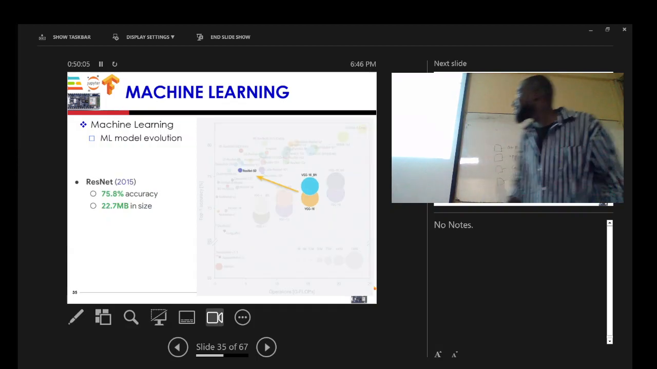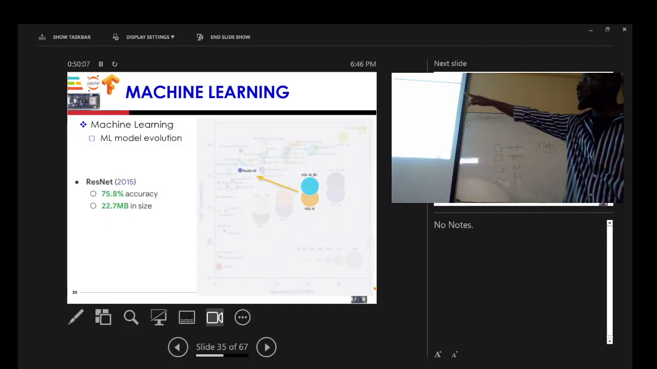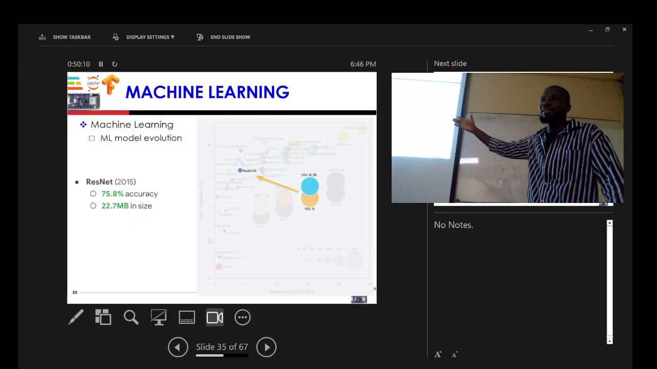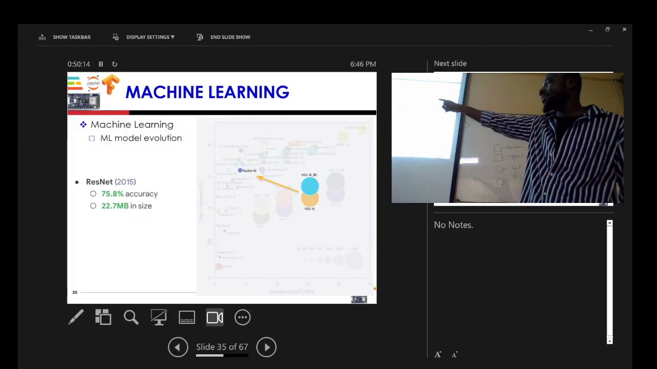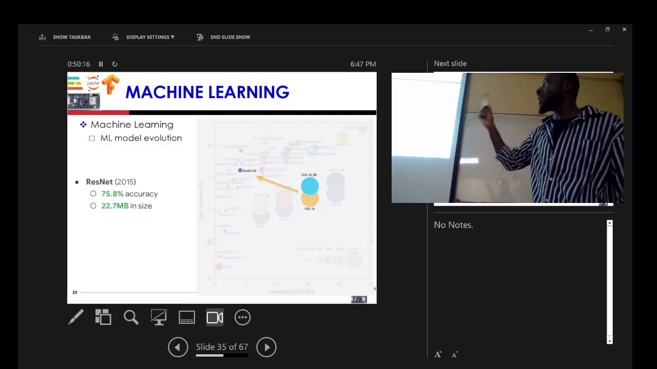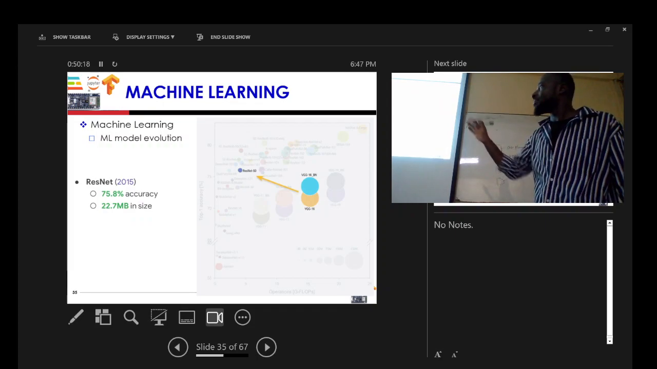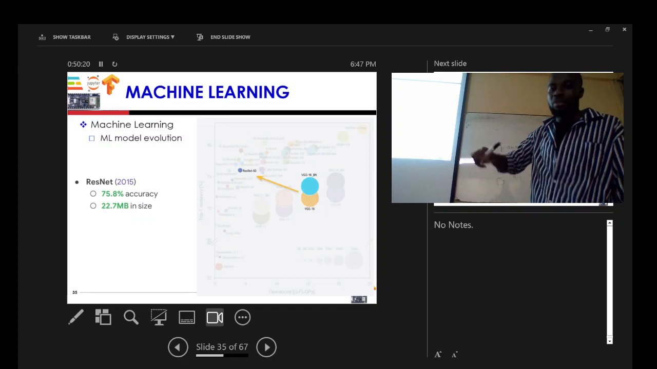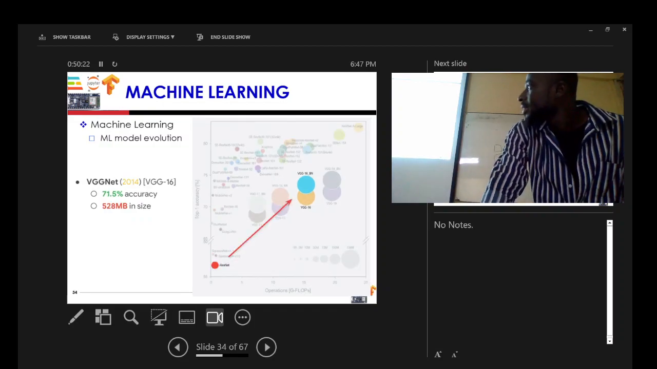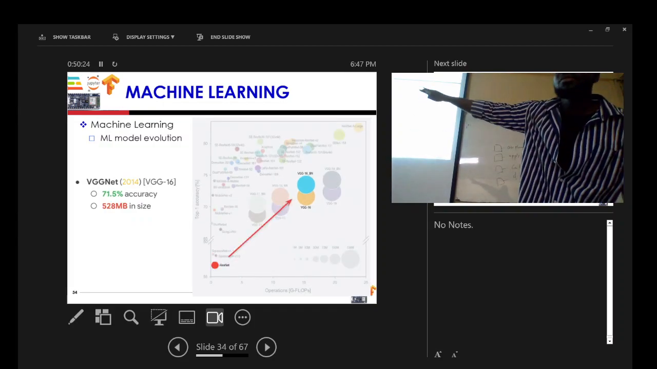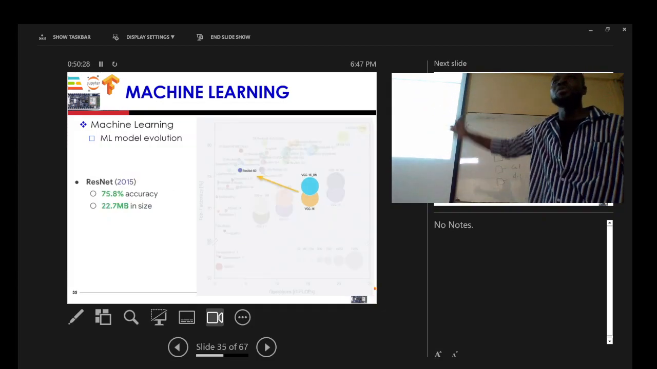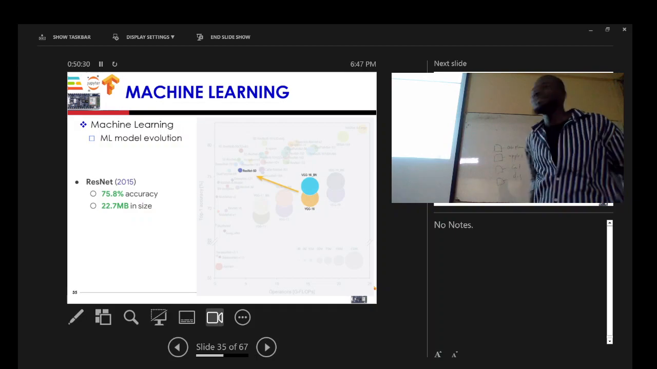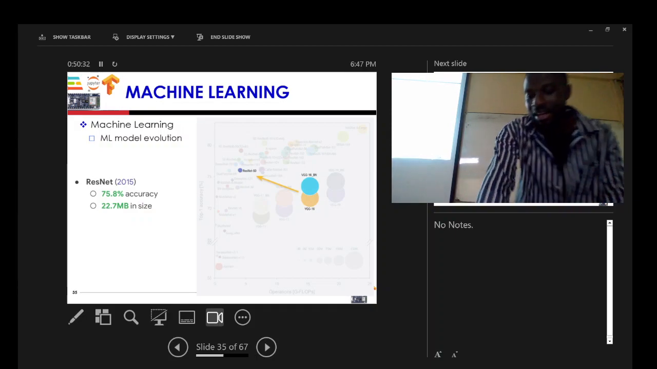So now, one of them also came, called ResNet, I think 1 year later. It had an accuracy of 75.8%, but the size reduced. From this one, the size was 5 to 8, right? Now the size has reduced, and the accuracy too has increased. So that's very good, right? And then another one also came.